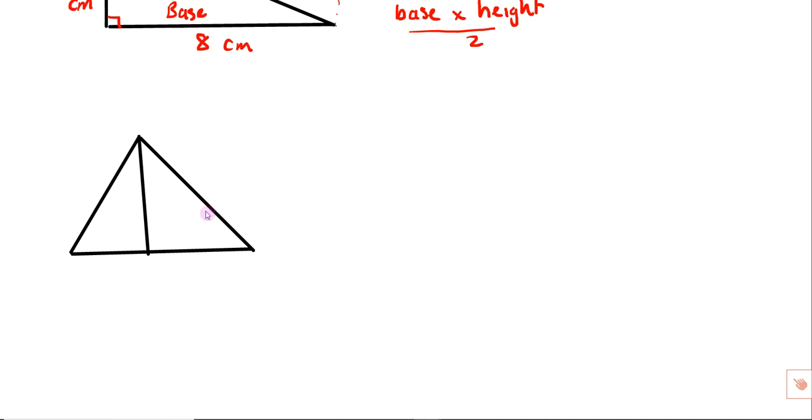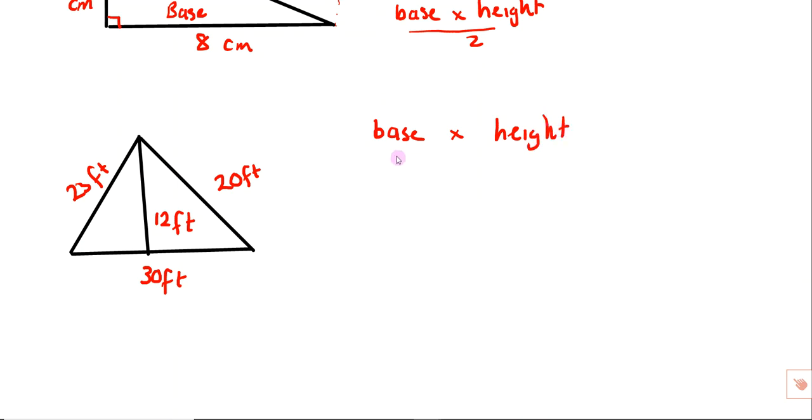So the distances we've got are 23 foot, 20 foot, in the middle is 12, and 30 feet. Okay, so we're dealing in feet, so we're dealing in imperial units. So again, for the area, base times height, divide by 2. So what is the base? The base is 30. What's the height? 12.